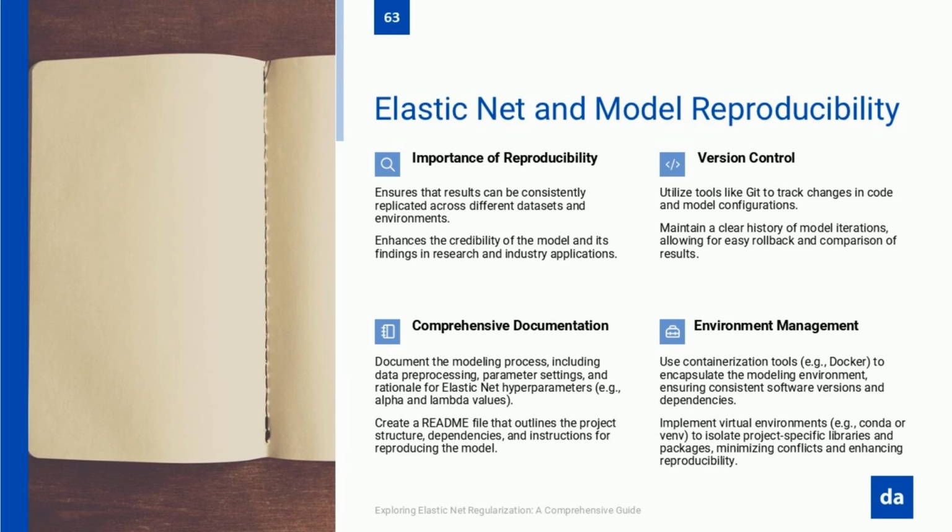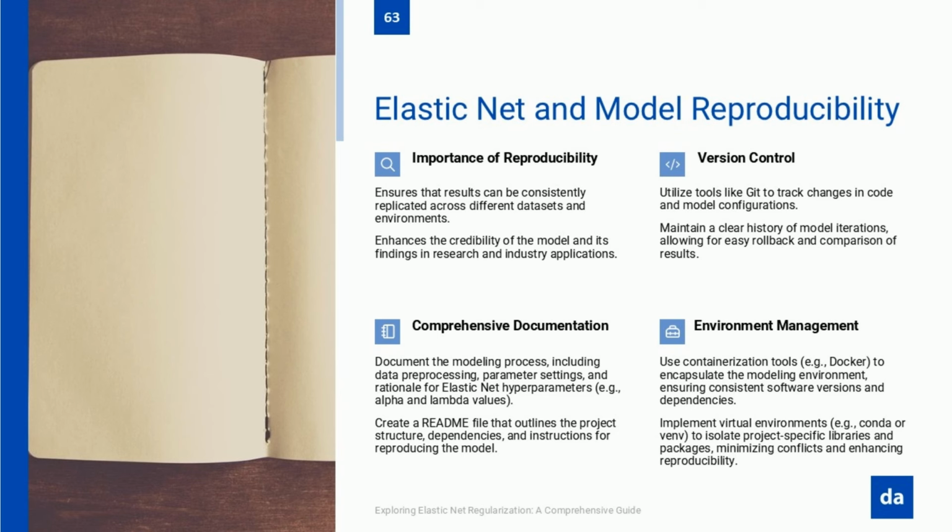Another key factor is recording hyperparameters and preprocessing steps. Elastic Net requires tuning of lambda and alpha, which directly impact feature selection and model performance. If these values are not properly logged, reproducing past results becomes impossible. Documenting all preprocessing steps, such as feature scaling, encoding methods, and outlier handling, is equally important, as even minor differences can lead to drastically different outputs.